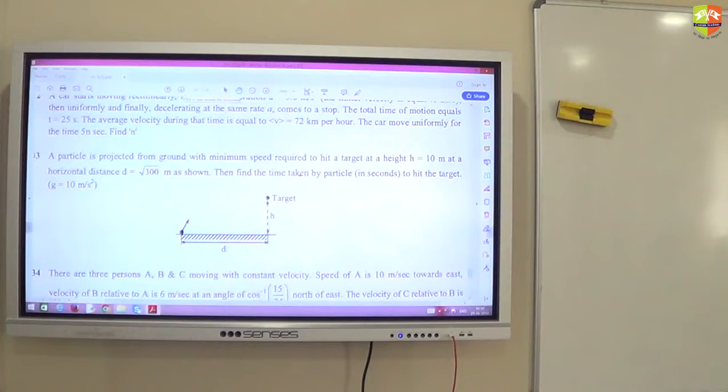It is an integer type question. Answer should be an integer, between 0 to 9, one integer is the answer.